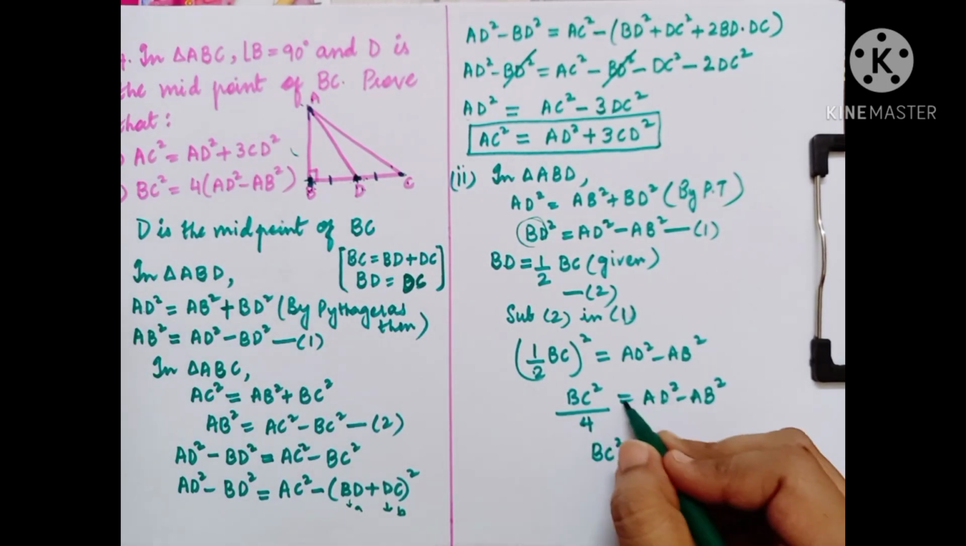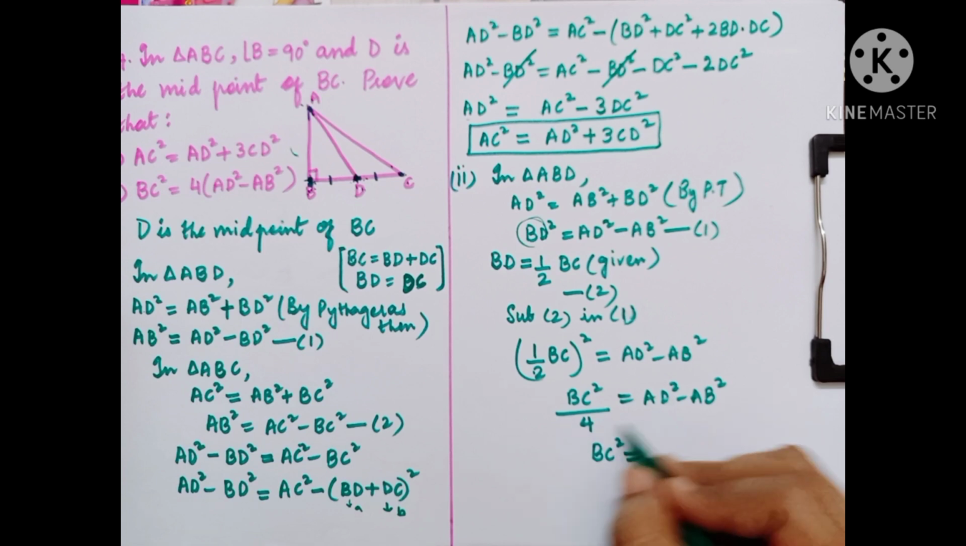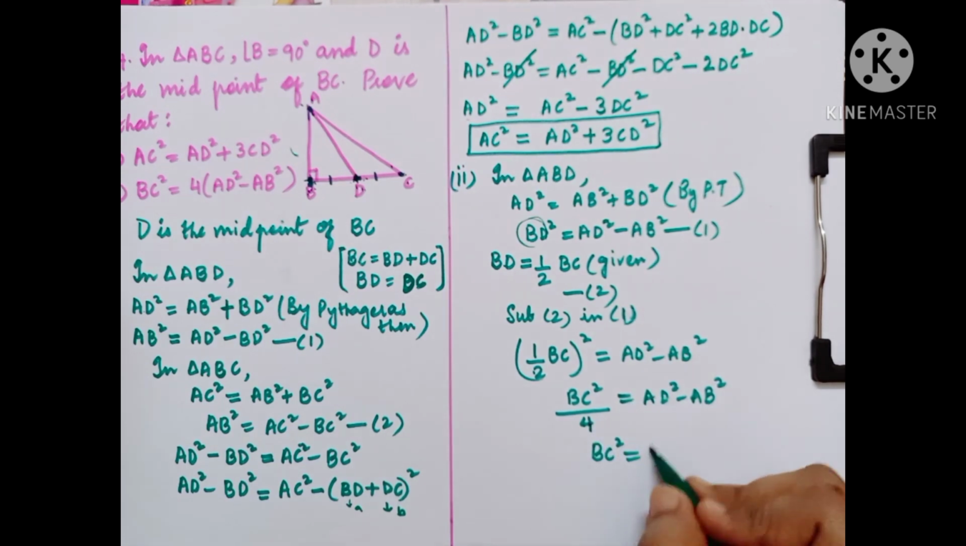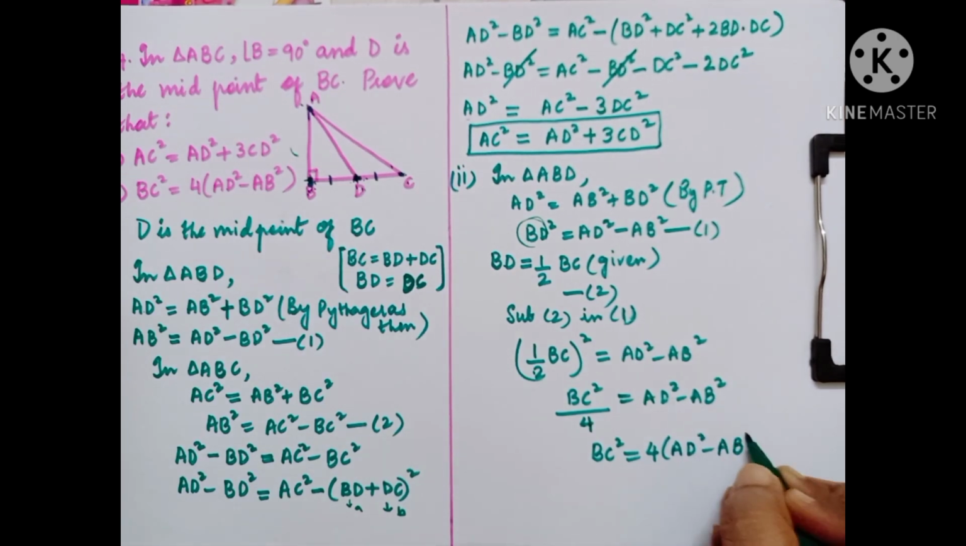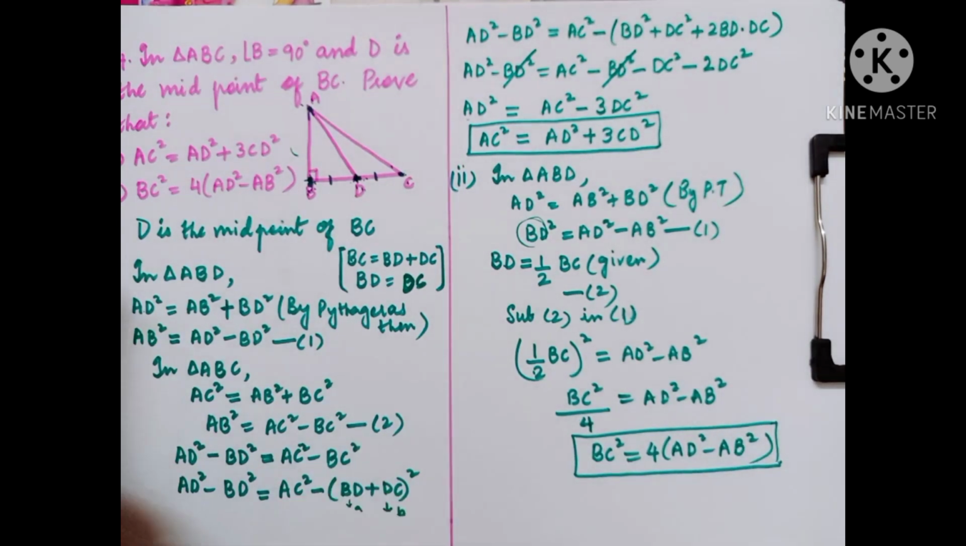Now BC square over 4, let us cross multiply. When an equality sign is there, you do the cross multiplication. So 4 into AD square minus AB square. This is how you proved the second bit also. You can see BC square equals 4 of AD square minus AB square. You got it in this way. Okay, so now let us go to the next problem.